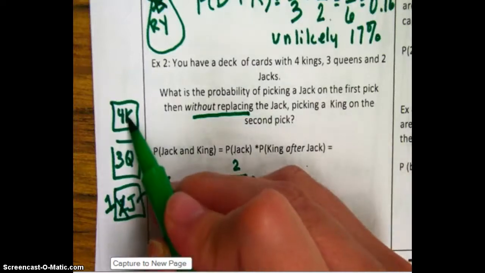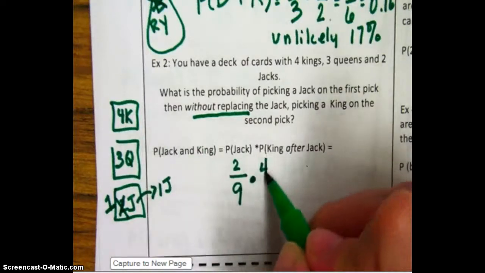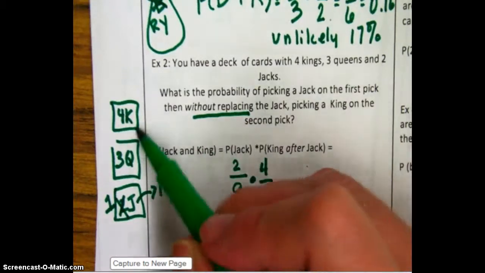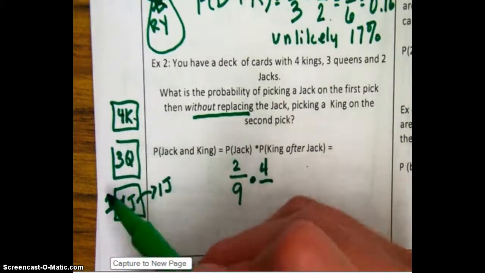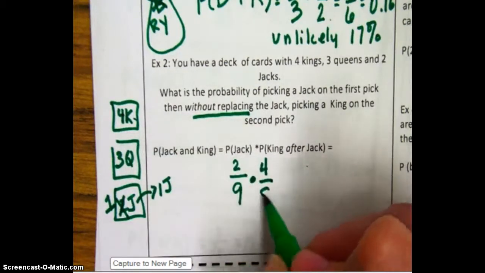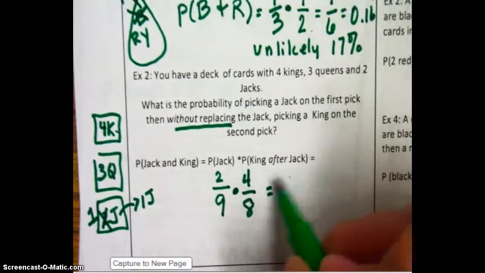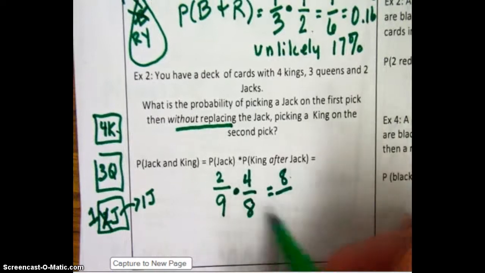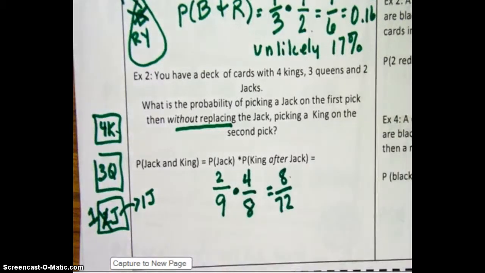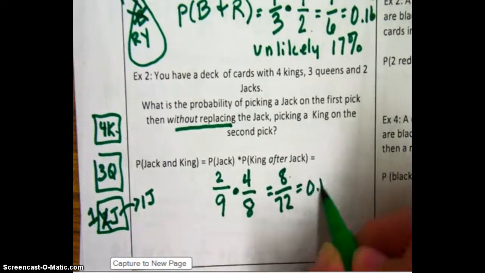Well, up here the kings weren't affected, there's still 4 kings. But instead of 9 cards, there's only 8 cards because we pulled that one out. So there's a 4 out of 8 chance. So 2 times 4 is 8. 9 times 8 is 72. So you have an 8 in 72 chance of doing this. So 8 divided by 72 is 0.11.